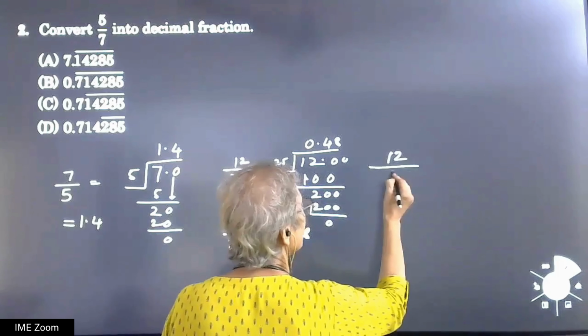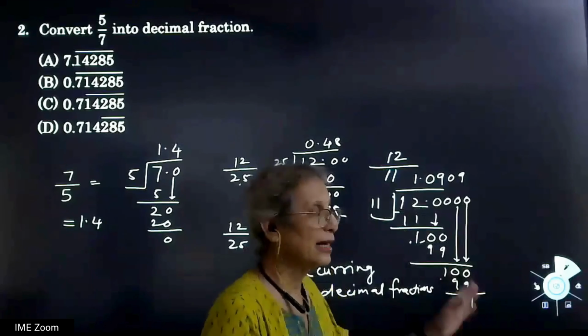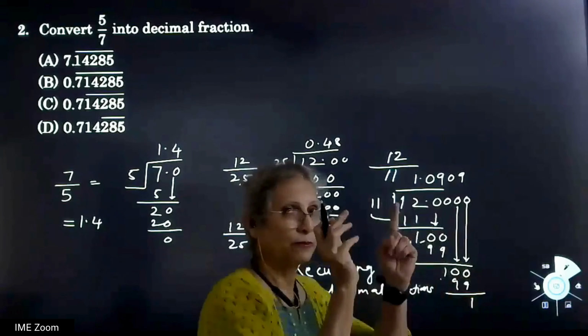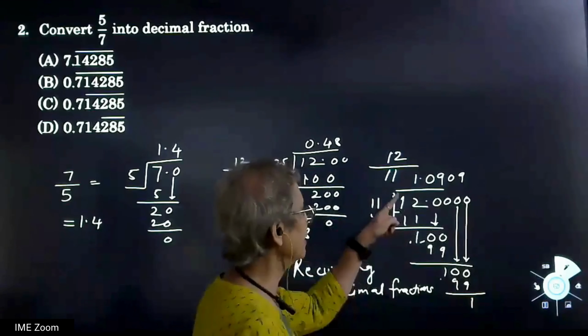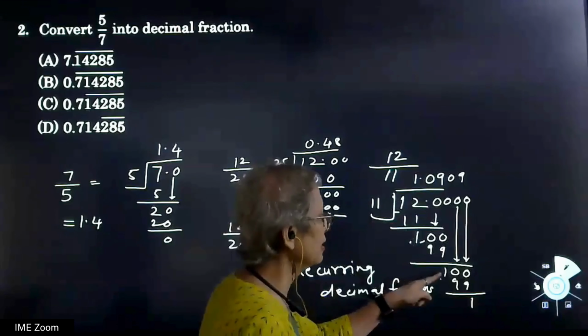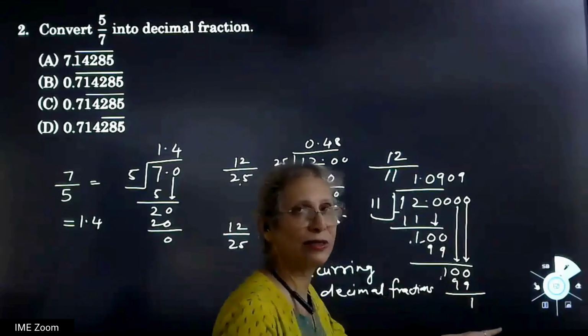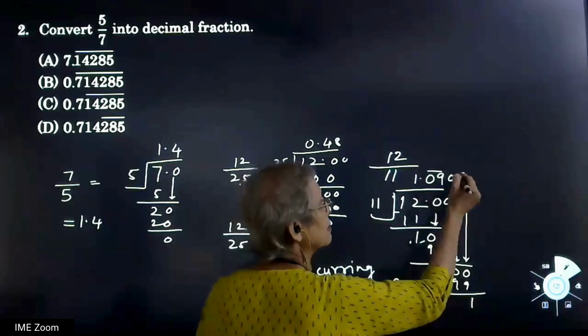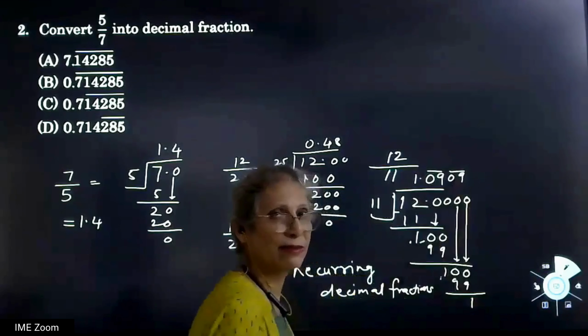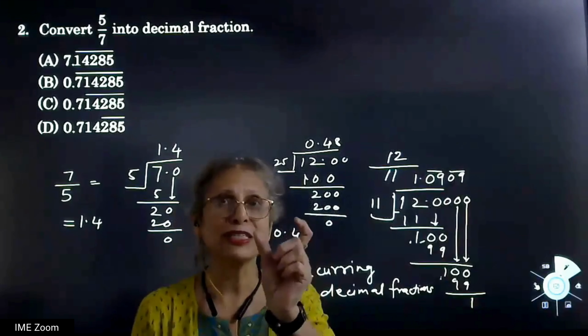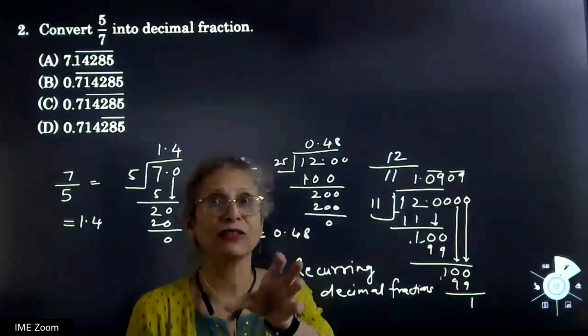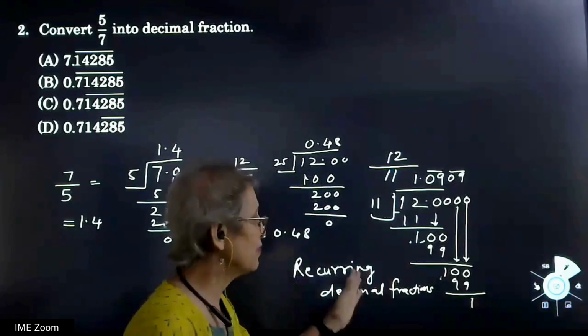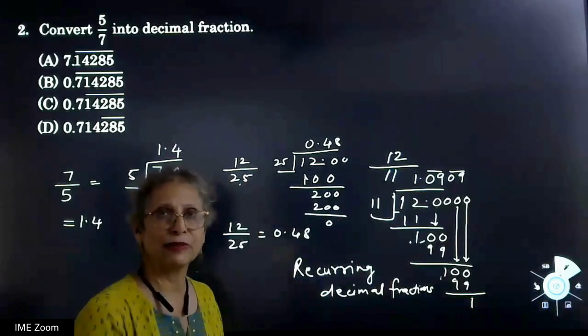Recurring decimal fractions. Here what happens? If you do division, it will never end. Every time after a certain period, you will get the same remainder. Like here, I have got remainder 1. Here also I got remainder 1. Same remainder I am getting and same quotient I am getting here. 09, 09, 09. A group of these two digits reoccurs. That is why these fractions are called recurring decimal fractions.